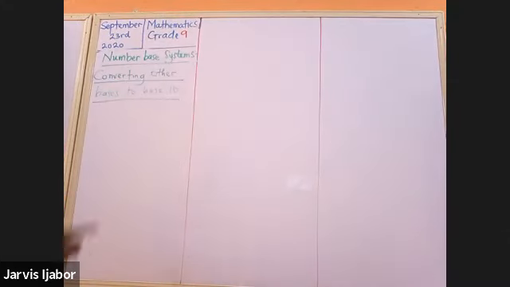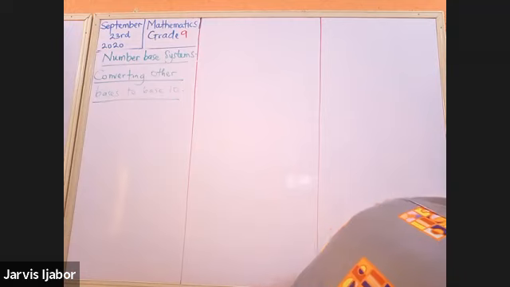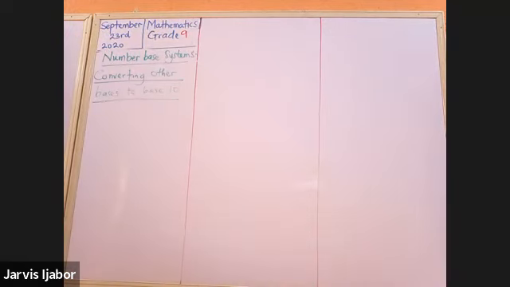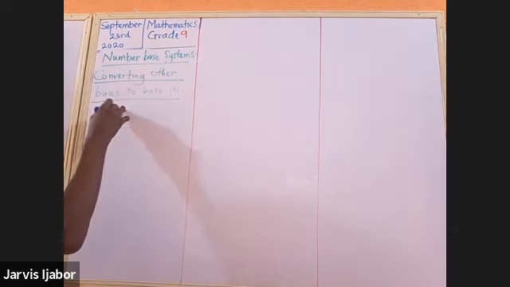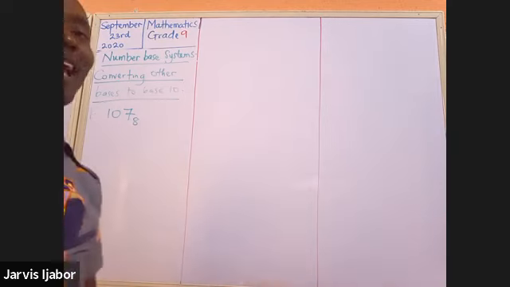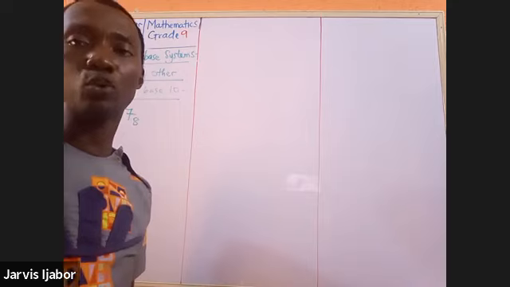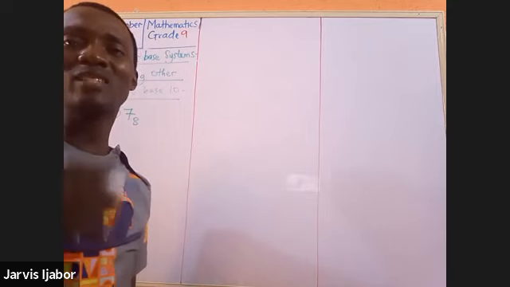Number-based system, converting other bases to what? Base 10. And that is seen in our exercise 1.4. So we're converting other bases to base 10. Let's look at number 1. 107 base 8. When you're converting from other bases to base 10, we use what is called the expansion approach. What I call it, the expansion approach.